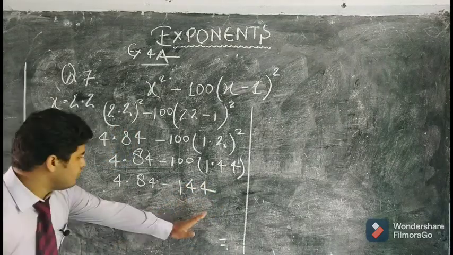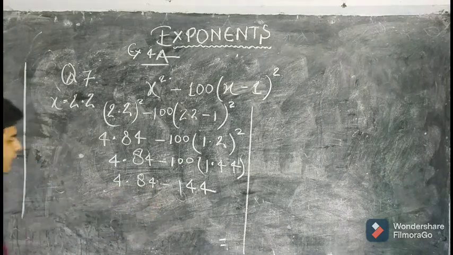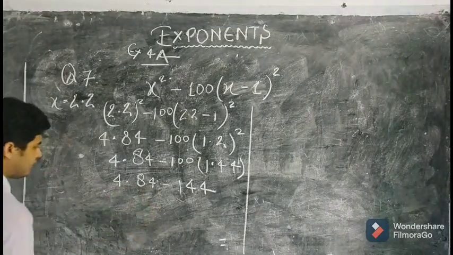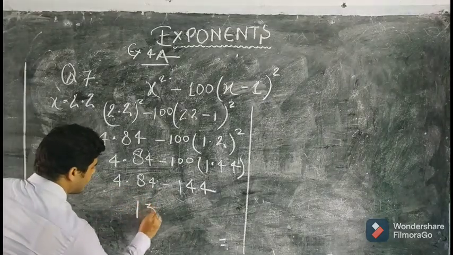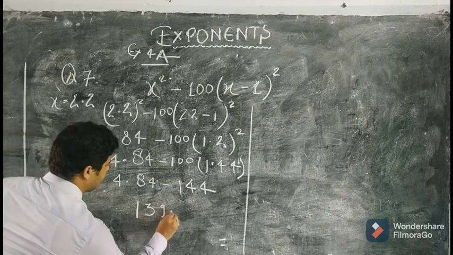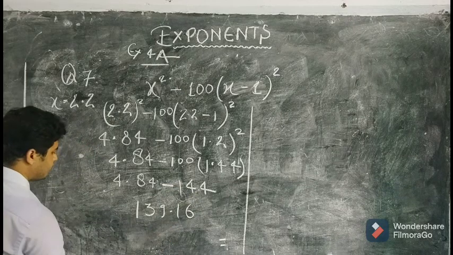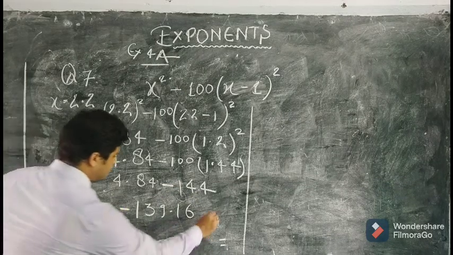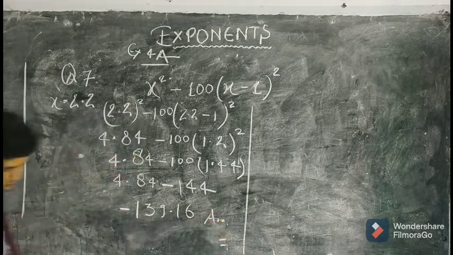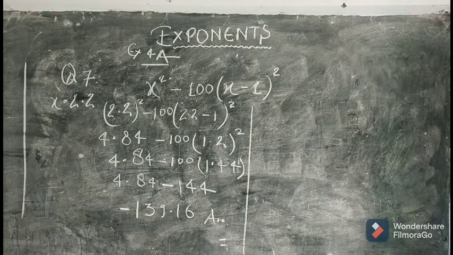Now 144 minus 4 will give you 140. 140 minus 0.84 will give you 139.16. And minus is with the bigger number 144, so answer will also be in minus. This is one of the ways.